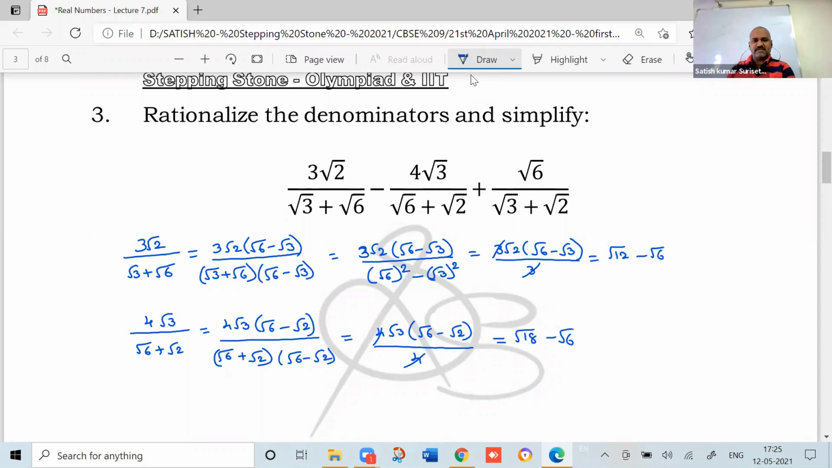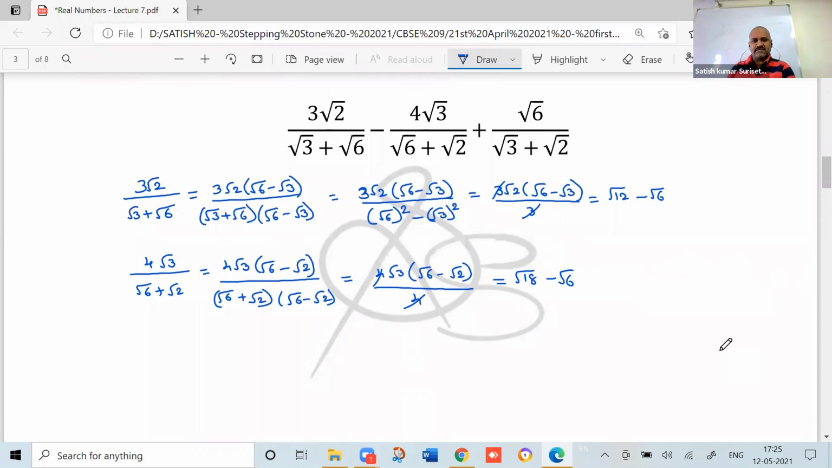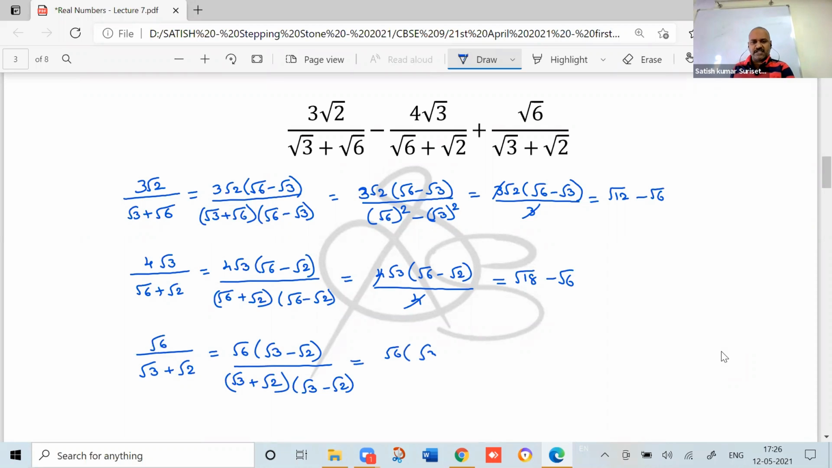Next. Third term. Root 6 upon root 3 plus root 2. So root 6 into root 3 minus root 2 upon root 3 plus root 2 into root 3 minus root 2. So root 6 into root 3 minus root 2 upon 3 minus 2, 1. So multiply the numerator. So root of 18 minus root of 12.